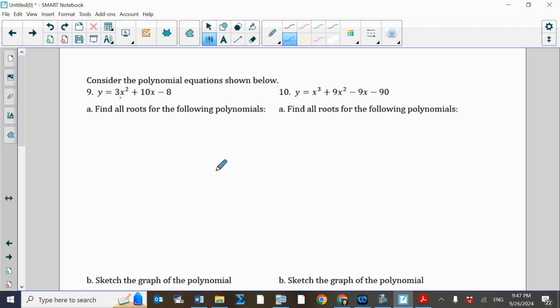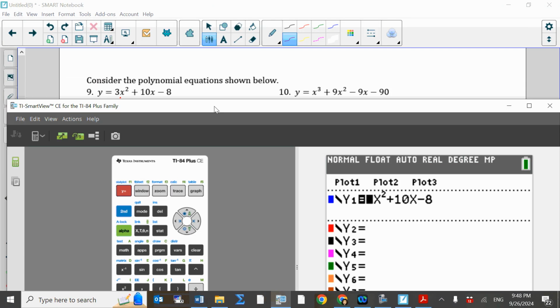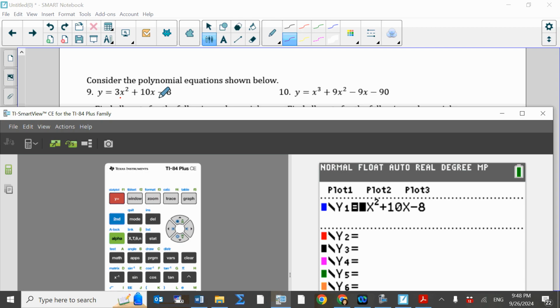Okay, the next problem, we have a polynomial here and we want to find all the roots. We have learned before that we can factor these polynomials and then set each factor equal to 0 and solve them. However, there is an easier way that you can use. That is just using your calculator. So I'm going to use my calculator and enter this function into my calculator. As you see, 3x squared plus 10x minus 8. I already entered that here.